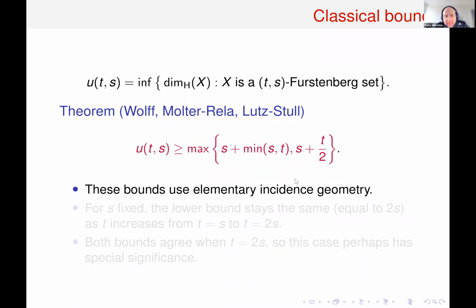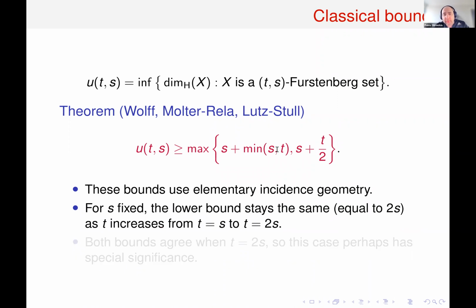Okay, so these ones are classic. I call them classical, even though the Lutz-Tour result is only a few years old, but they use elementary methods. I'm not saying they're trivial or anything, but they don't use big machinery. And actually, when t is at most s, so the dimension of the set of lines is at most the dimension of the intersection of each line, this is sharp. It's quite easy to see that it's sharp. Okay, but in other cases, it was not expected to be sharp, and this is the topic of today's talk.